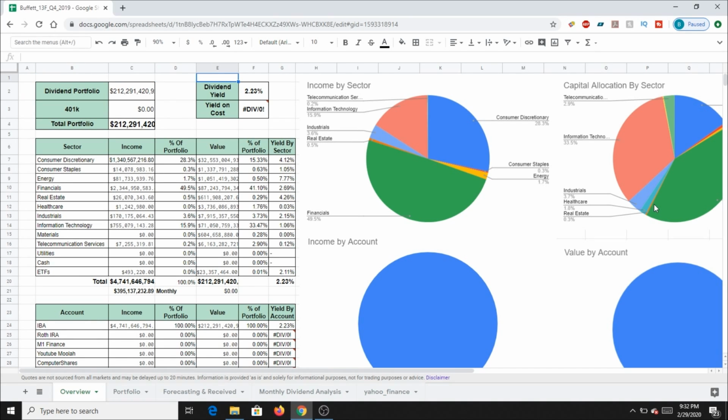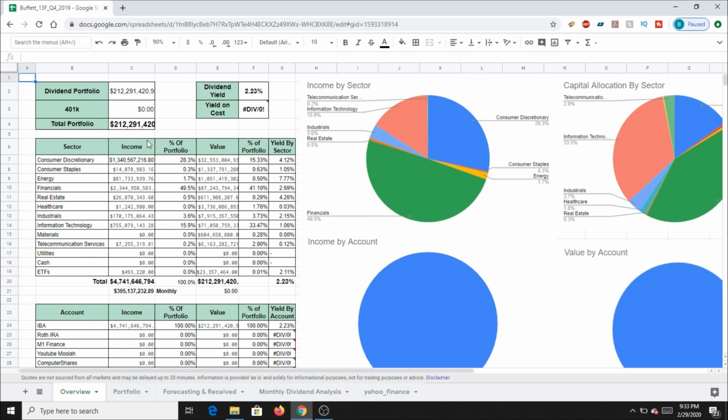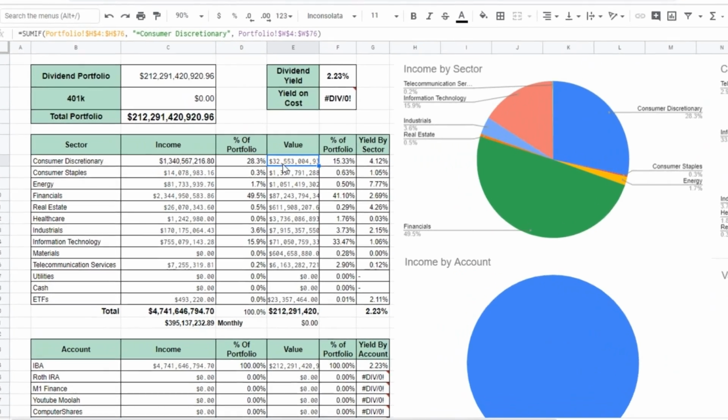Looking at the graphs here qualitatively, which correlates to the quantitative financials, financials are a massive part, and that's this darker green. You can see it's about 41% of the actual value of the portfolio and about 49.5% with respect to income. That's pretty wild. It says that about 40% of this $212 billion is invested directly into the financial sector, which is pretty crazy.